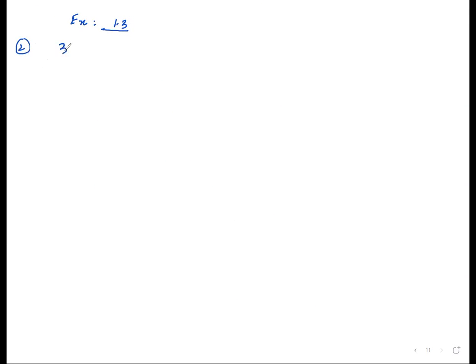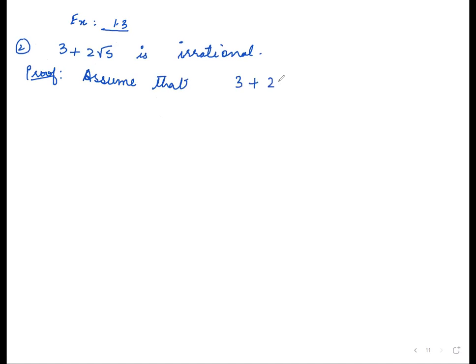Prove that 3 plus 2 under root 5 is irrational. Okay. So this is a bit different. Let's do it. So, proof. Now assume that 3 plus 2 under root 5 is rational. So this is called the method of contradiction. We assume it to be rational, right?